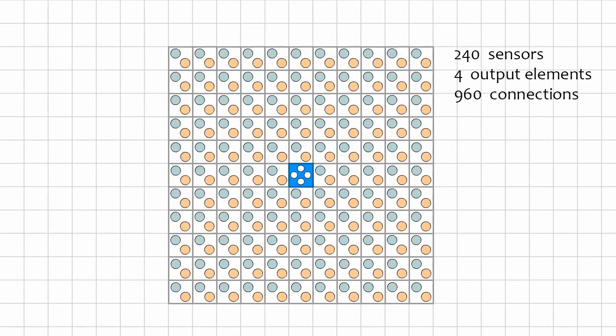So, this is what we have. The control zone is 11 by 11 cells. Minus the head, we get 120 cells. 240 sensors, 4 output elements, and 960 connections between them. Each connection has its own weight, and it is by changing these weights that learning is enabled. Now, let's move on to learning.